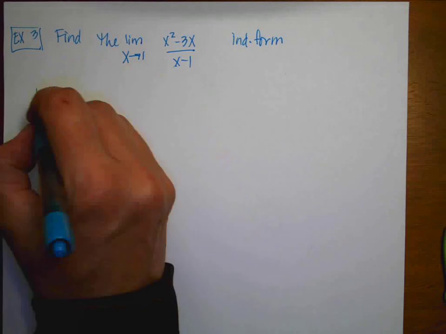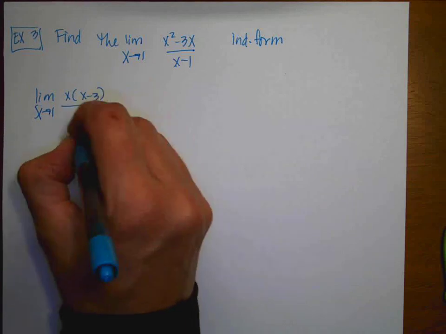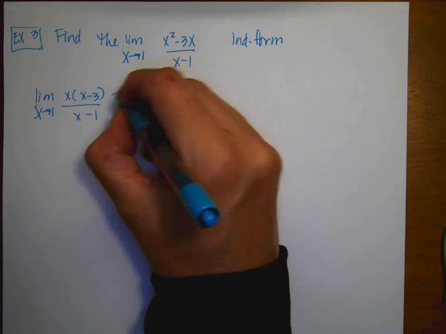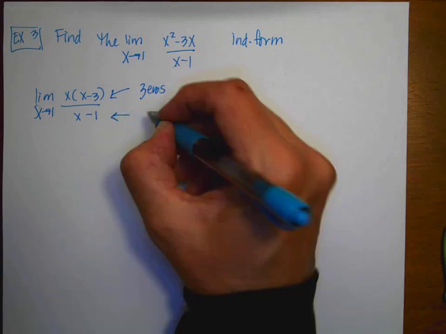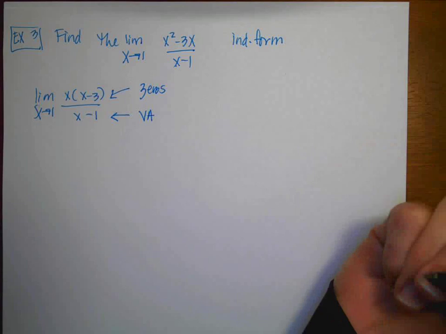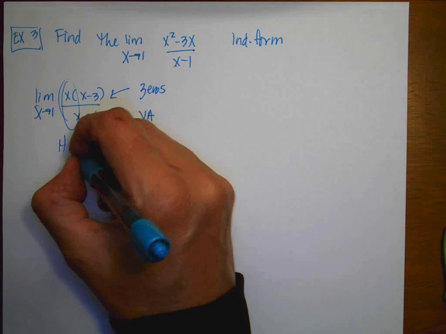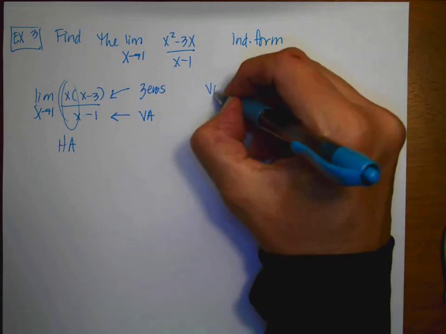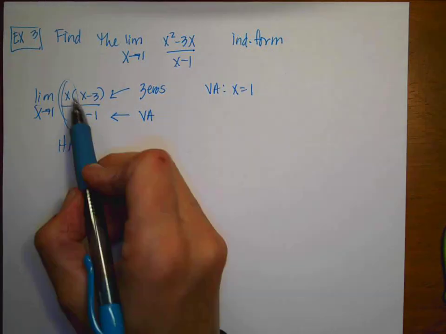I'm going to factor, so this is the limit as x approaches 1 of x times (x minus 3) over (x minus 1). Now let's go back and talk about rational functions for a moment. Remember that in a rational function, the numerator is actually going to give you the zeros, the denominator gives you the vertical asymptotes, and then top to bottom gives you the horizontal asymptotes, okay? So I know that I have a vertical asymptote at x equals 1, alrighty?